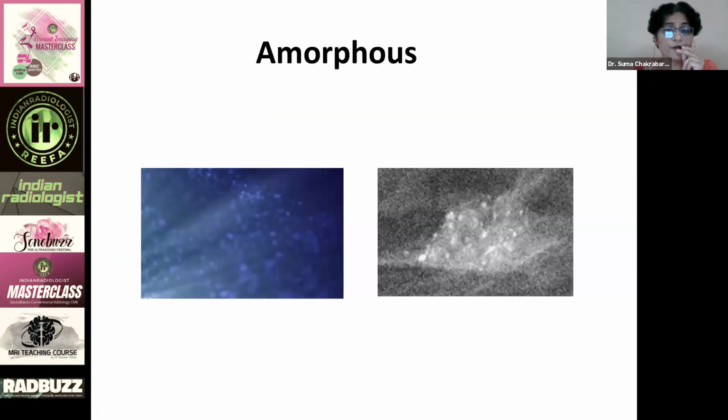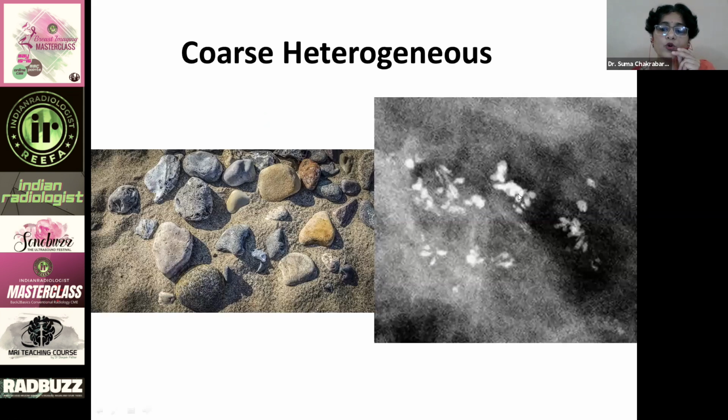Then we go to amorphous. Amorphous means hazy. So if you can see the calcifications but not see their edges very well, because they are so small or the edges are so hazy that you cannot demarcate them really well, that's called amorphous. That's a kind of morphology. Then we have the coarse heterogeneous.